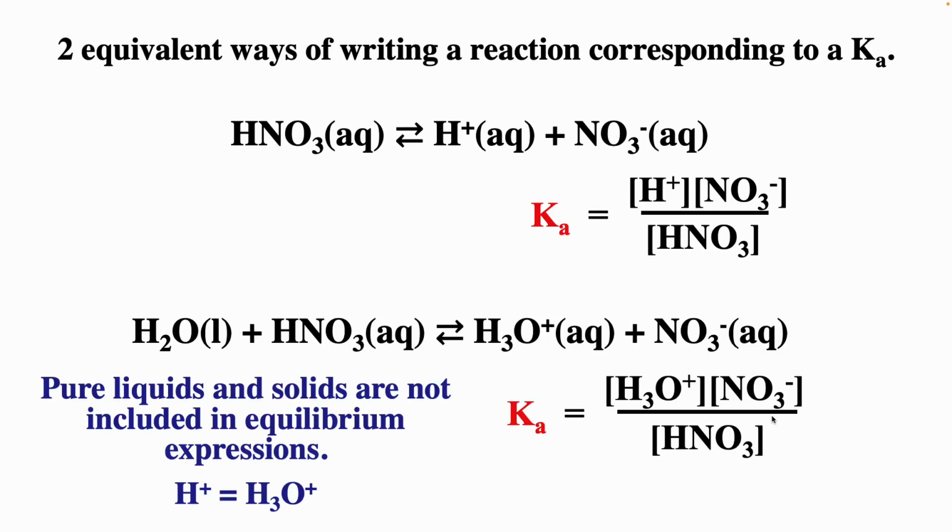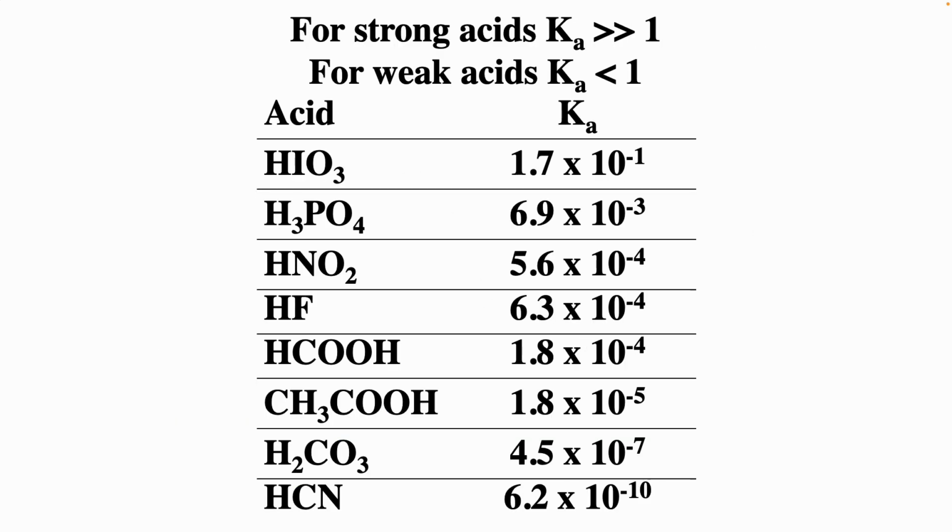There's actually two equivalent ways of writing down reactions that correspond to Ka. We can just have the acid breaking apart into hydrogen ions and nitrate ions, or we can imagine the acid reacting with water, forming hydronium ion and nitrate ions. Now again, because the hydrogen ion and hydronium ion are exactly the same, and because pure solids, pure liquids do not appear in equilibrium expression, you notice that the equilibrium expressions for these two reactions are equivalent, and so these two reactions are equivalent.